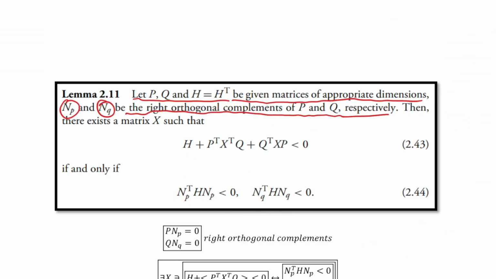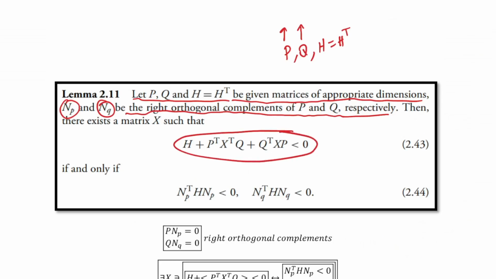All right, so we have P, Q, and H is symmetric, and NP and NQ can be calculated given P and Q. And so we also know NP and NQ. All right, and the theorem is the following: there exists a matrix X such that this inequality holds, if and only if these two inequalities hold.